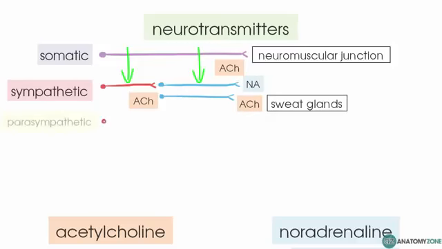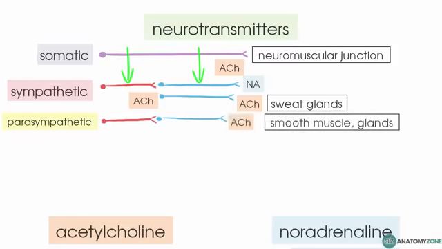So what I've drawn on here is the parasympathetic nervous system. We've got the preganglionic neuron in red again, and then we've got the postganglionic neuron in blue. The postganglionic neuron secretes acetylcholine in the parasympathetic nervous system.